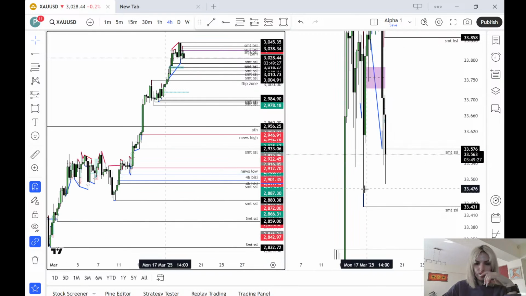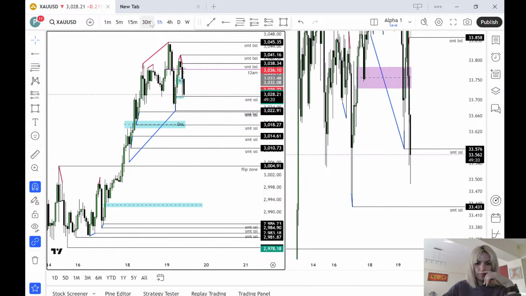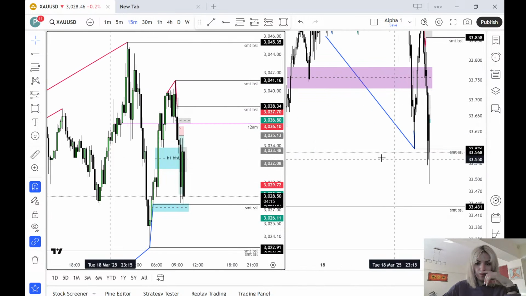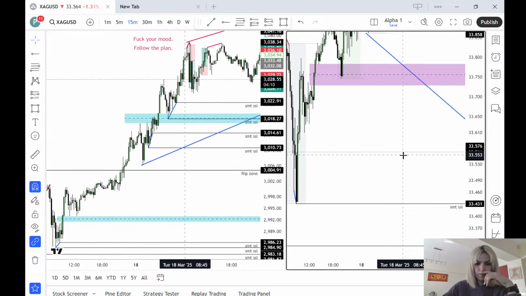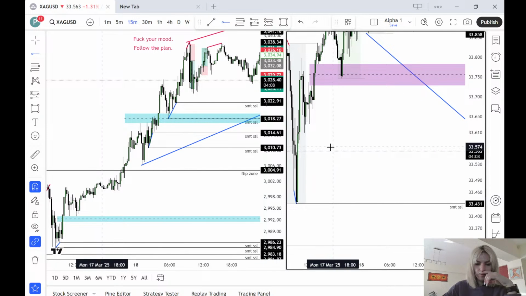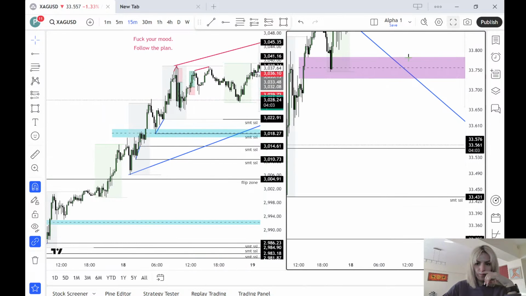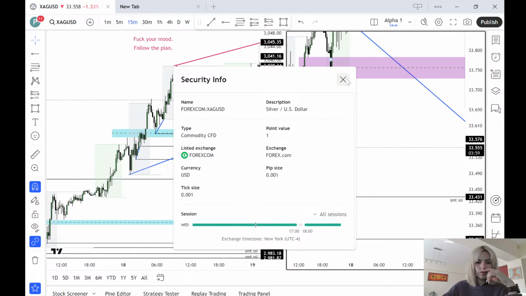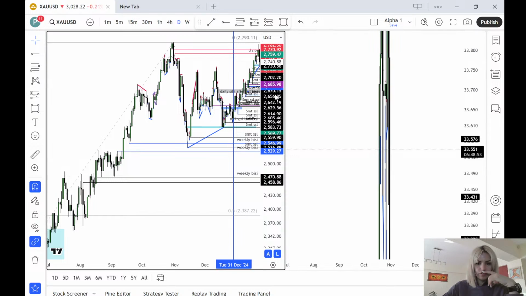Where did silver reach into? Nothing here in the 4 hour, 1 hour, nothing really. 30 minutes, nothing really. 15 minutes, nothing really. Yeah, not really. Oh my god, what happened? No. Daily, what is the daily chart telling us?